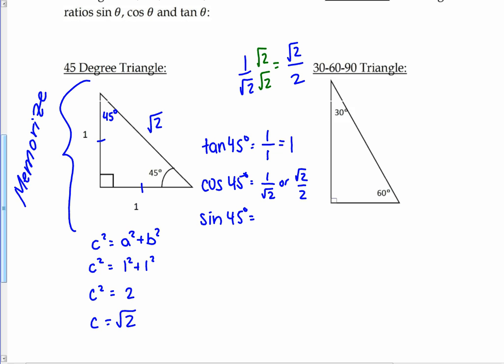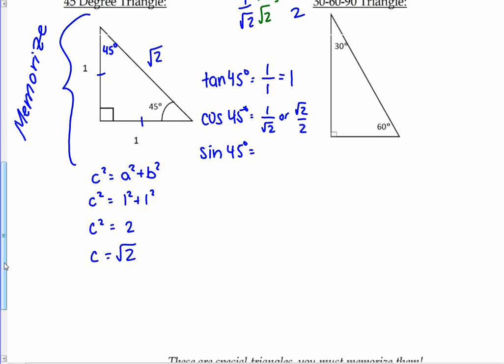Okay, last one, sine of 45. Opposite over hypotenuse. What's the opposite? 1, hypotenuse root 2, which is also root 2 over 2.